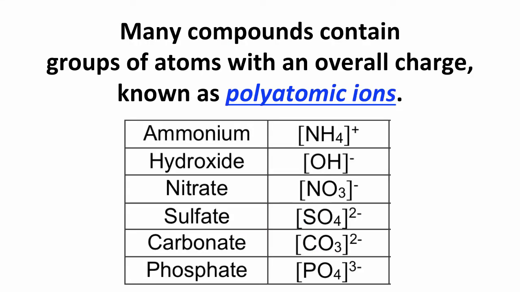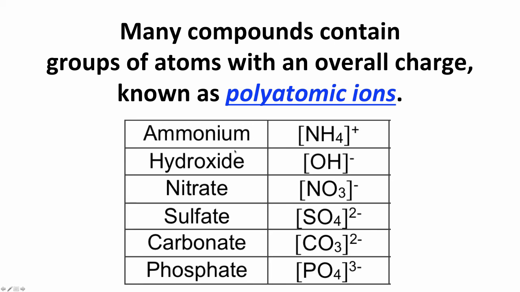Okay, now a complication to this. There are lots and lots of compounds that contain what are called polyatomic ions, which are groups of atoms that have an overall charge for the group of atoms. And there are lots and lots of polyatomic ions. Here we're just going to mention a few.